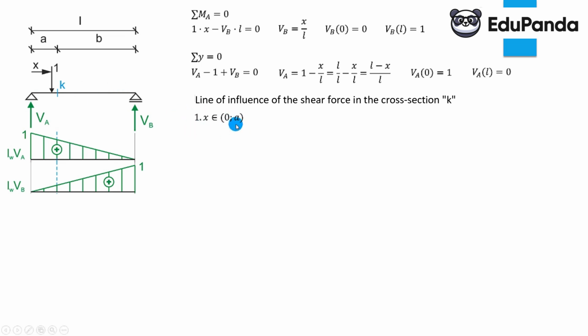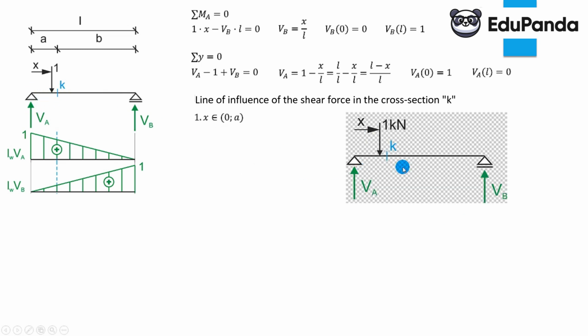In the first interval, the force is before the section, from 0 to A, so this is literally how it looks. The shear force in section K from the left side is VA minus 1. I'm not avoiding the force here because, as I said, it's such a simple example that there's no need. I've calculated VA before. It's (L minus x) by L. Subtracting 1, L over L, gives me minus x over L.